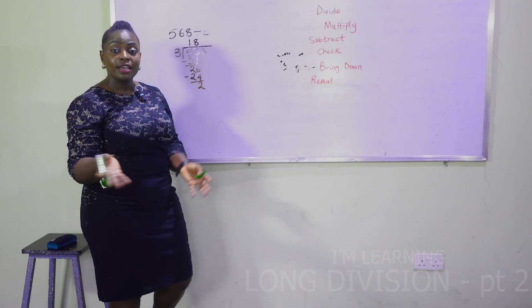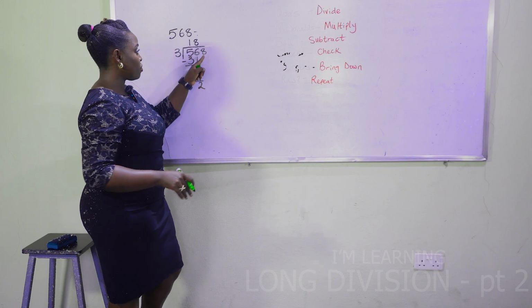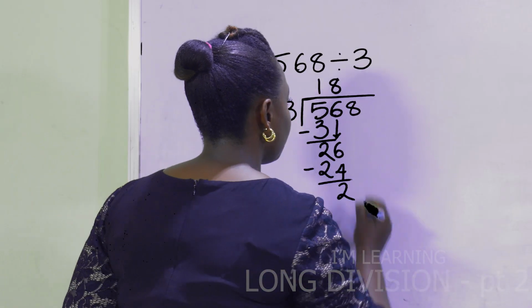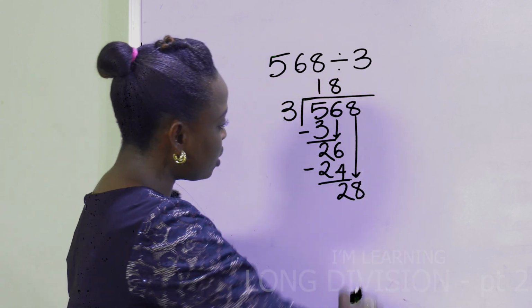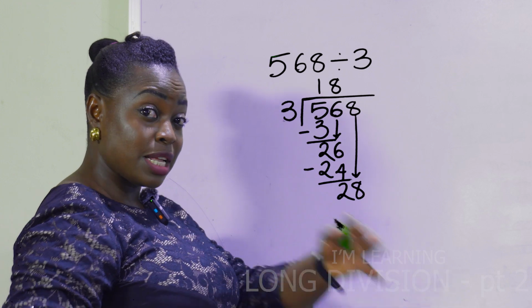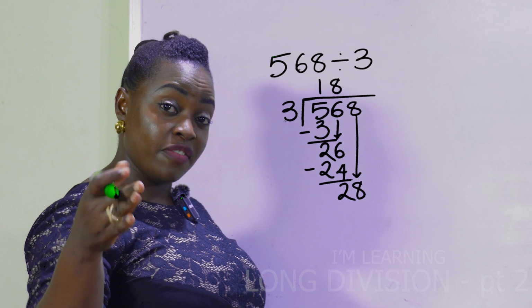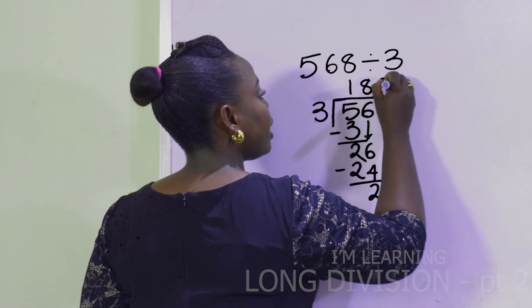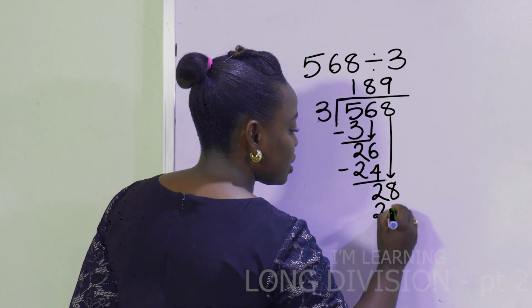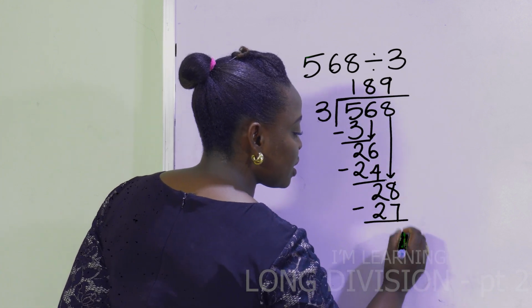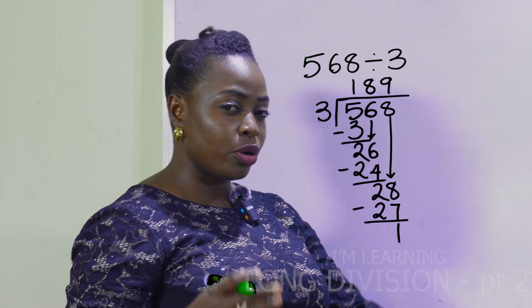So now we check. Is there a number I haven't used yet from my original dividend? Yes, I haven't used 8. So what do we do? We have to bring it down. So we bring it down here, and then we have 28. Now let's repeat the process starting from division. 28 divided by 3. How many groups of 3s can I find in 28? I will find 9 groups of 3s in 28. 3 times 9 is 27. 28 minus 27 is 1. Now at this point, my magical decimal point comes out to play.